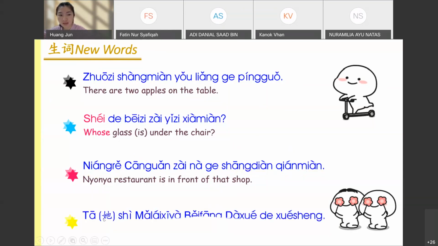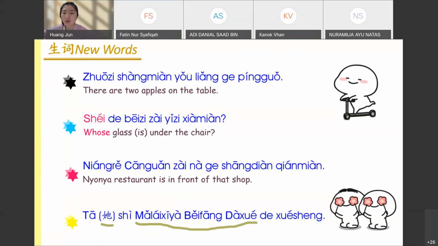Continue, we can say 他是马来西亚北方大学的学生. Just now we introduced 马来西亚北方大学, which means UUM. 大学 is university, 北方 is utara. Then 他是马来西亚北方大学的学生. This Chinese character 他 is he or she? Very good, it's she.